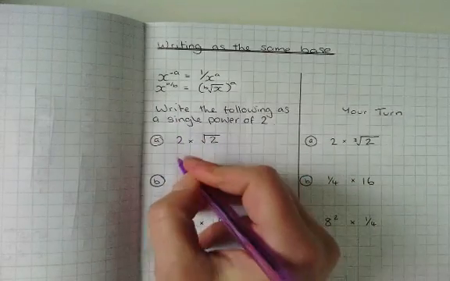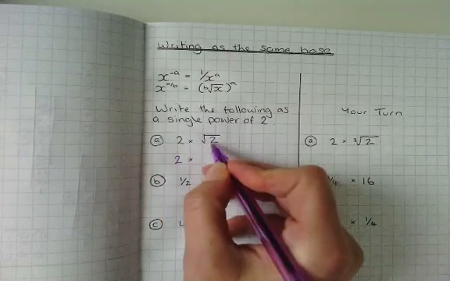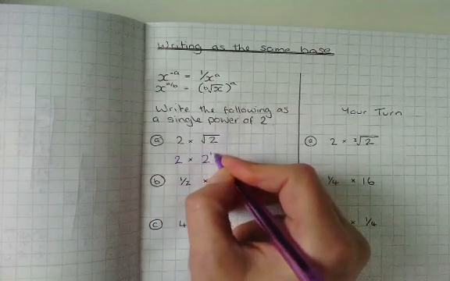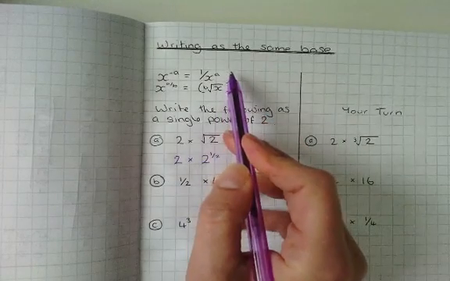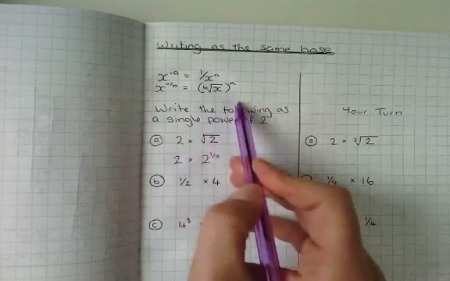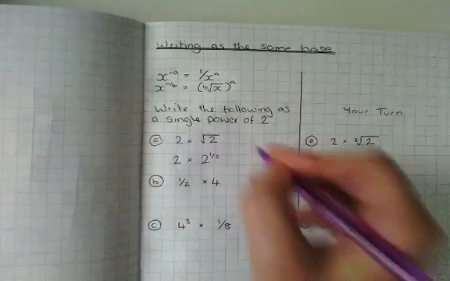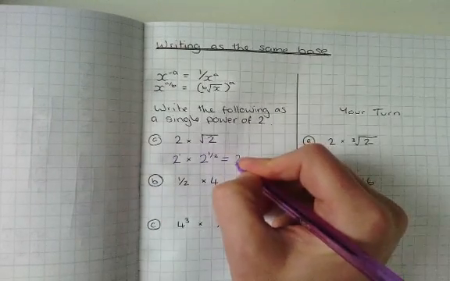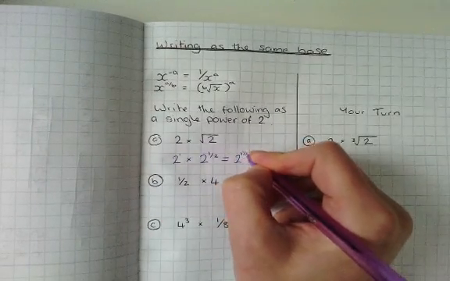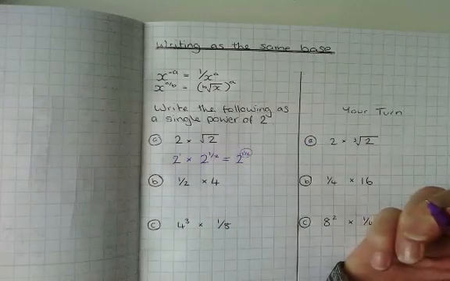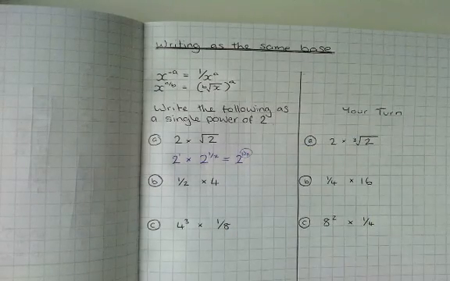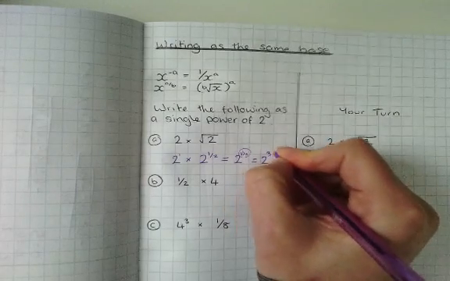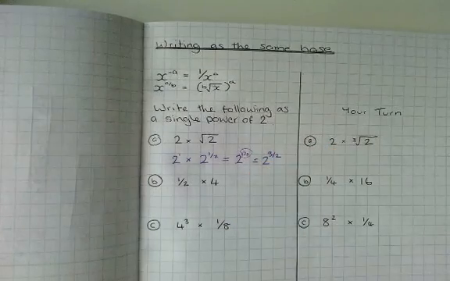Well, this is already 2, which is great. And this is root 2. So I can write root 2 as 2 to the power of a half by using this second rule here, the top. And then I can just add the powers. So there's like an invisible one there, so that becomes 2 to the power of 1.5. Now we never write 1.5 as a power, we always write it as an improper fraction. So that is the same as 2 to the power of 3 over 2.